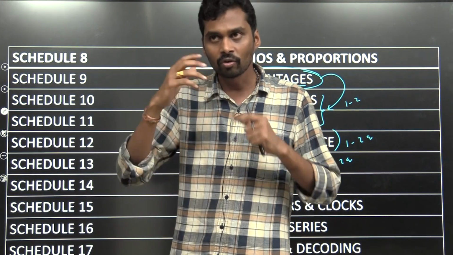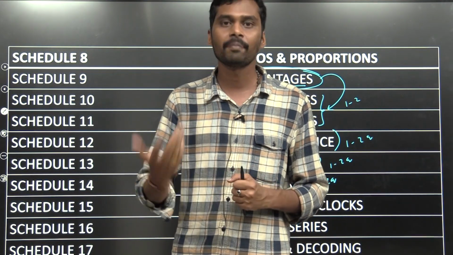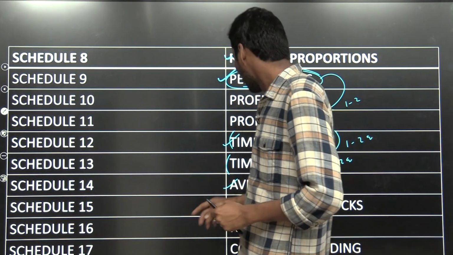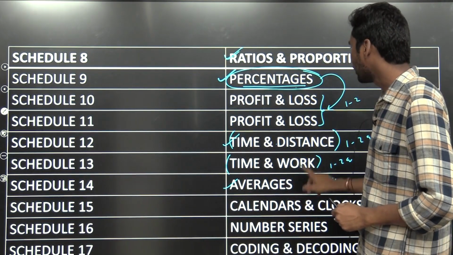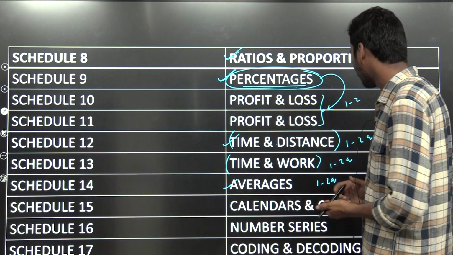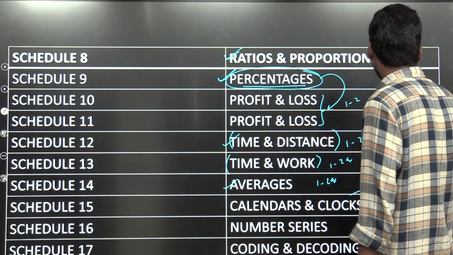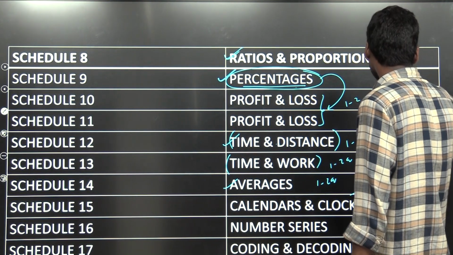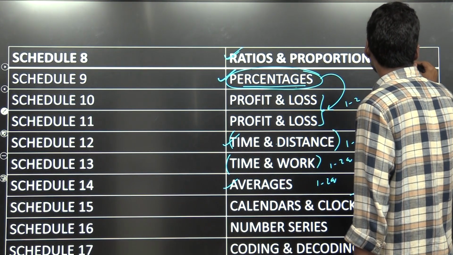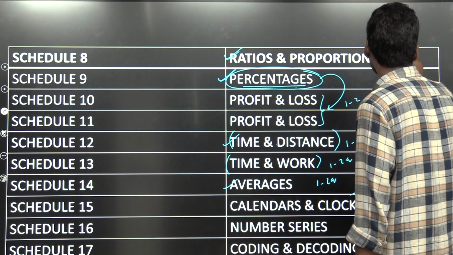If you know all the basics, we can do any problem. Okay. So time and distance, time and work, averages, profit and loss, percentages, ratios and proportions, all these topics will make 8 to 10 questions. So we have 8 to 10 questions from these topics.